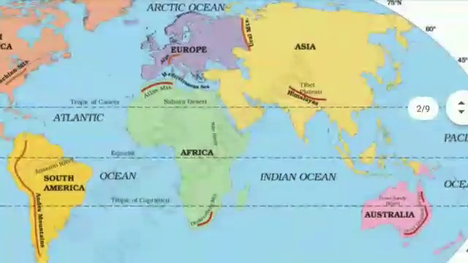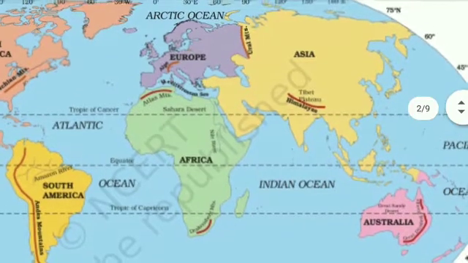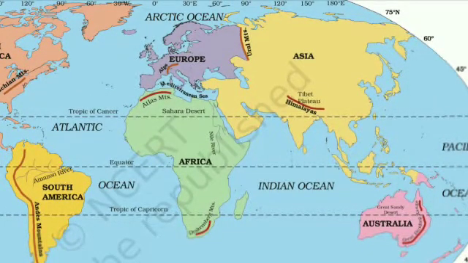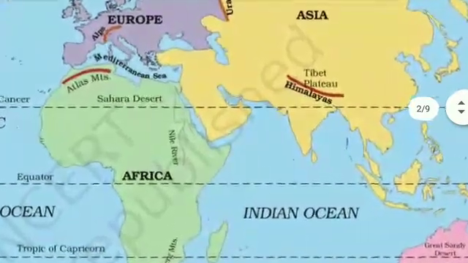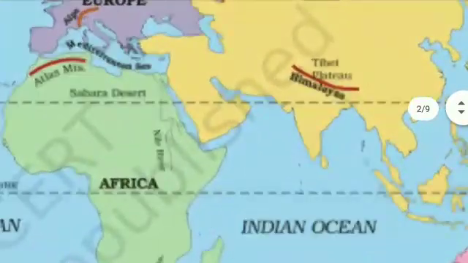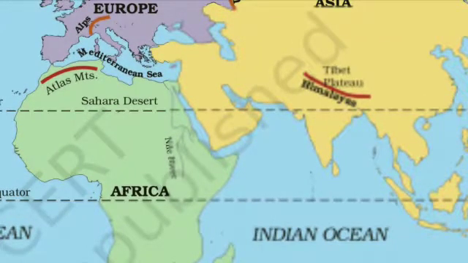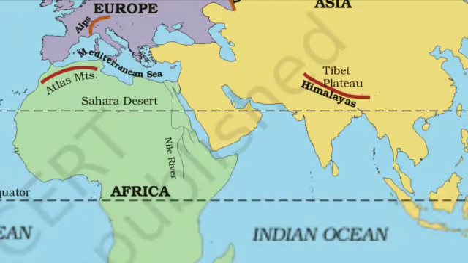Now, Asia. Asia is the largest continent. Asia covers about 1/3 of the total land area of the earth. This continent lies in the eastern hemisphere. The Tropic of Cancer passes through Asia. The Ural Mountain separates Asia from Europe in the west.